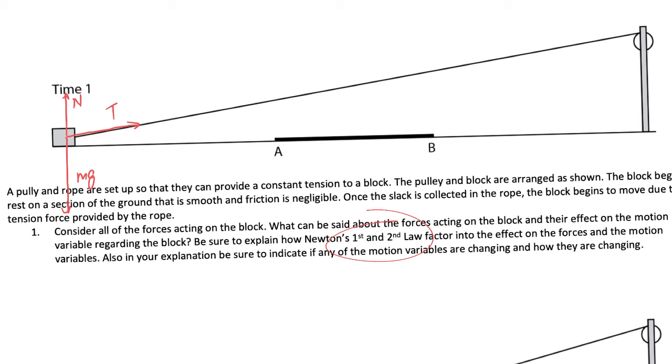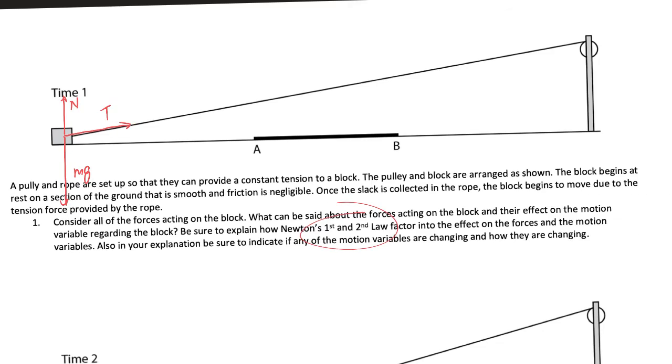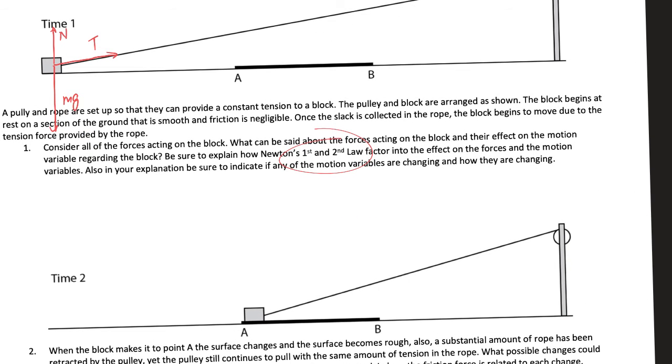So it says, what can be said about the forces acting on the block and their effect on the motion variables? Well, there is a portion of the tension that is horizontal. Because of that, and because of Newton's second law, the block is going to experience an acceleration. What does that mean? Because it asks you, also in your explanation, be sure to indicate if any of the motion variables are changing and how they are changing.